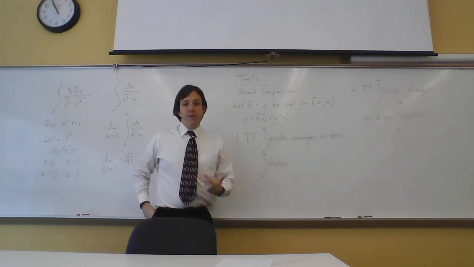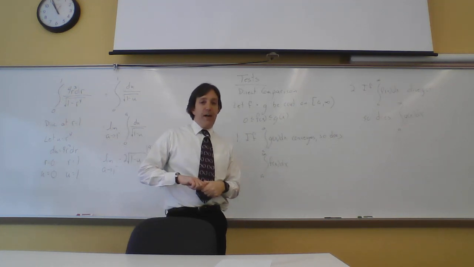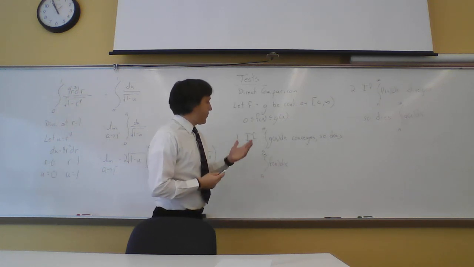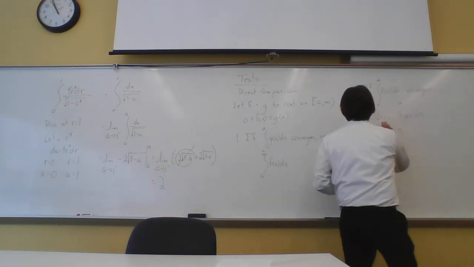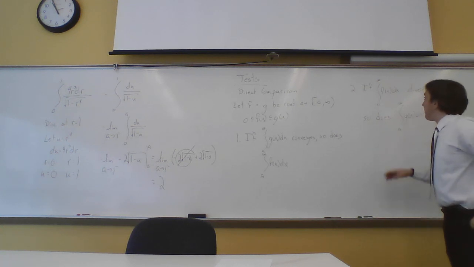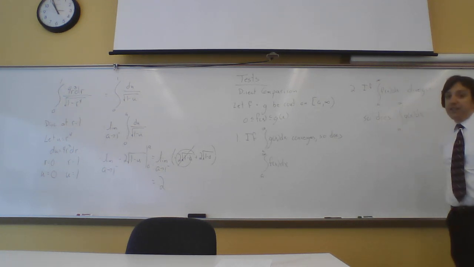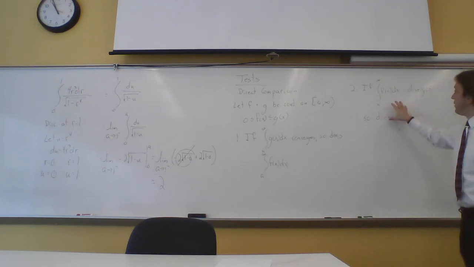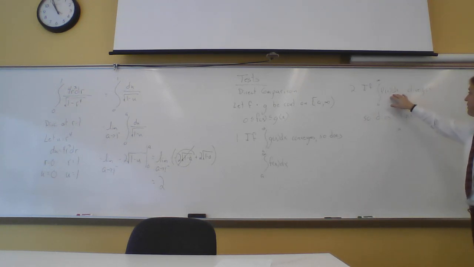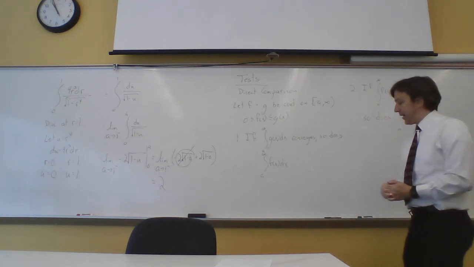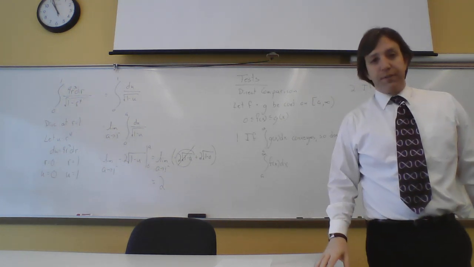If g of x is always bigger than f, it's impossible for f to end up infinite if g is not. And the converse is also true. If the small one diverges, then since the other one's bigger, it's certainly going to diverge. So if the integral from a to infinity of f of x dx diverges, so does the integral from a to infinity of g of x dx. All right, don't worry, we've got more.